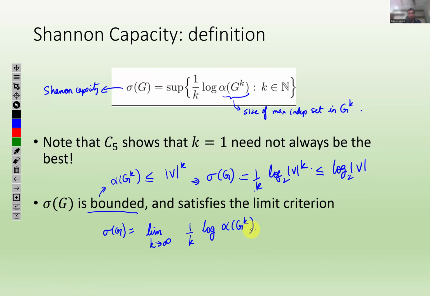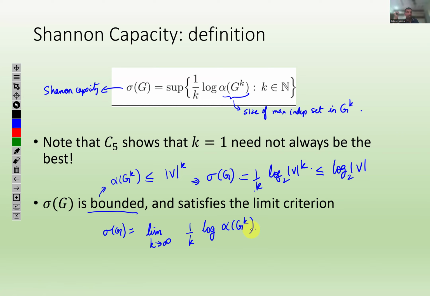Okay. Sir, is it possible to compute g to the power k for large k? No, so exactly. It's not possible to compute g to the power k, because as I increase k, the vertices blow up, right? So even on modest graphs, computing alpha of g is hard.